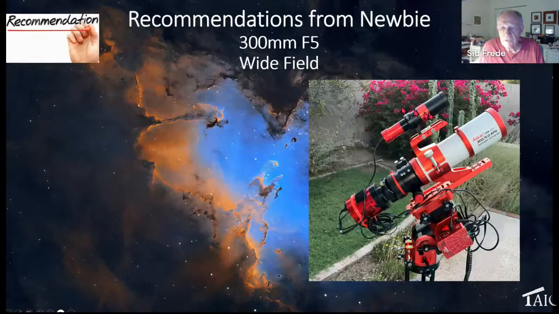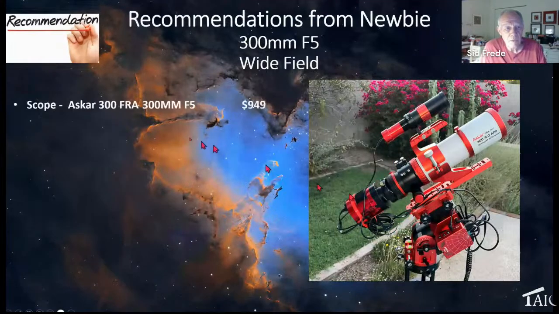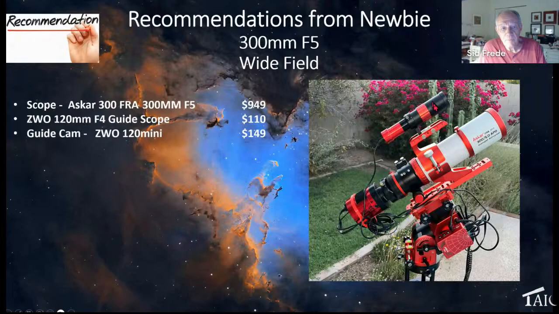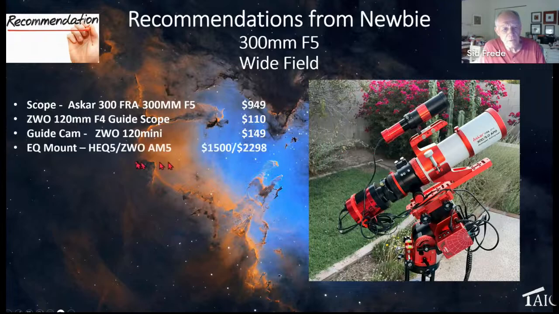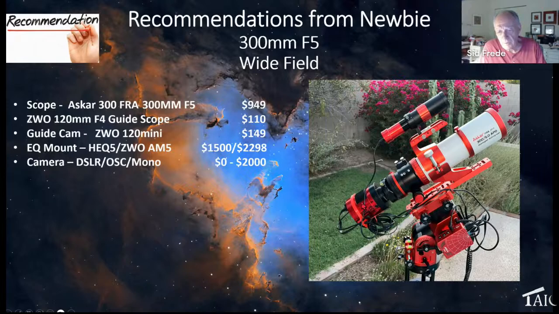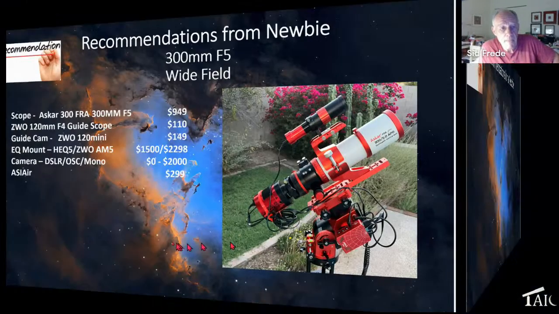This is the system that I bought recently, which is the one I should have started out with. It's a 300 millimeter scope. It's a 120 millimeter guide scope. This is the ZWO 120 Mini, great little guide scope. The mount is the AM5. The HEQ5 is also a great mount, a little less expensive. The camera, DSLR is great. This particular one is the ASI 2600 one-shot color. The ASI Air controls the whole system, and it works great.